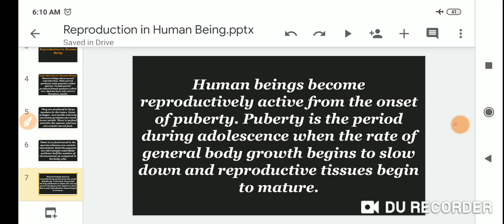Human beings become reproductively active from the onset of puberty, and puberty is the period during adolescence when the rate of general body growth begins to slow down and the reproductive tissues begin to mature.